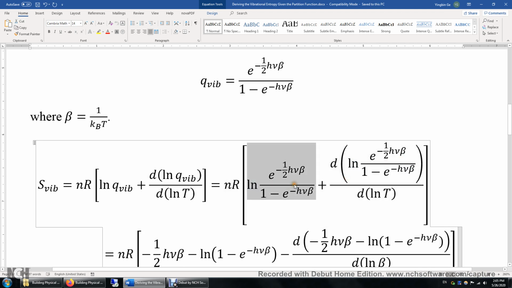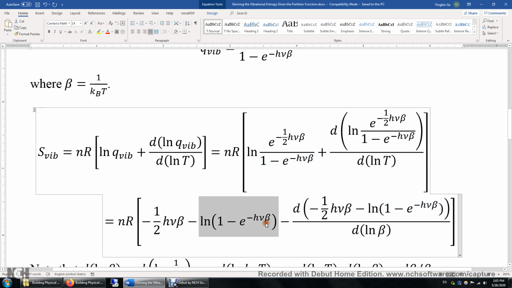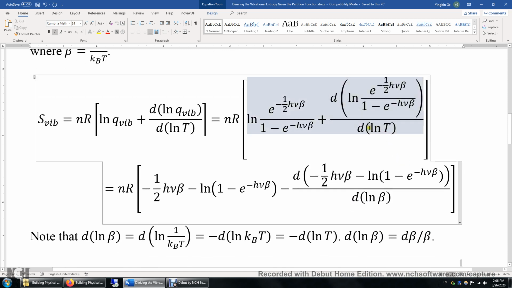First, this part. It's really easy to see the logarithm of a division is simply this guy minus this guy. And also, we know the logarithm of e to the power of something is that something. So we have negative half h nu beta here minus the logarithm of this 1 minus e to the power of negative h nu beta. So we dealt with the first term here. It's expanded in this one. And now, by looking at this expression, it's a little complicated, but first we can replace this d ln T with negative d ln beta.